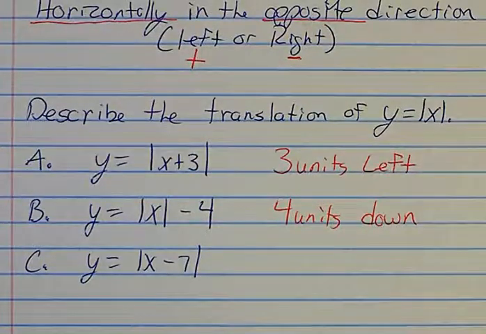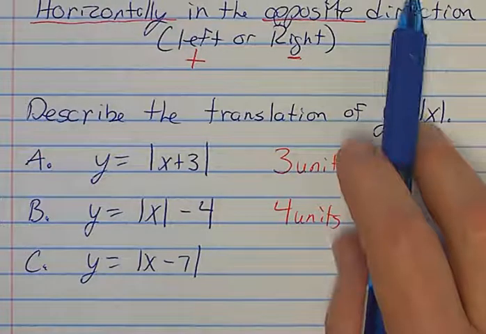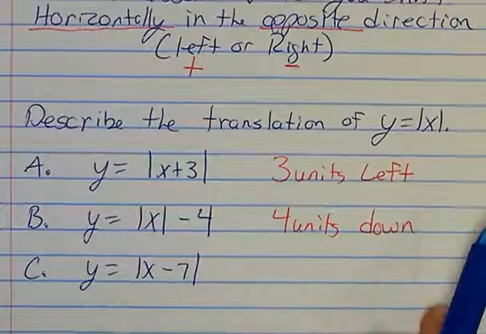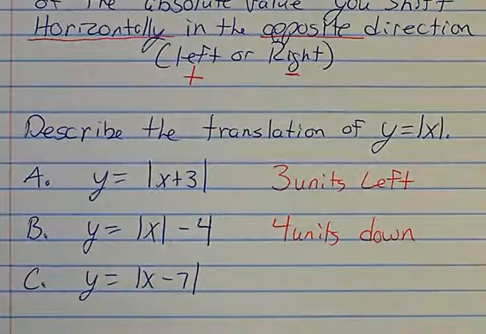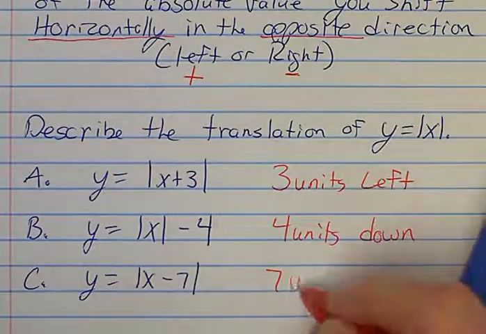Okay, so if you do absolute value of x minus 7, where that 7's on the inside, again, we're back to this part where we're on the inside, so we're going the opposite direction. Normally we would think the negatives would be on the left, but we're going opposite. It's going to be 7 units to the right.